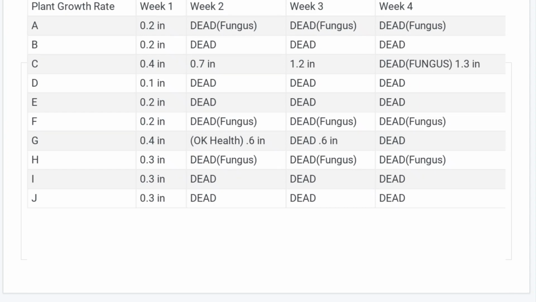As you can see from my data, almost all of the plants died within the first week. And the tallest surviving plant only grew to be 1.3 inches, produced no product at all, before dying as well.